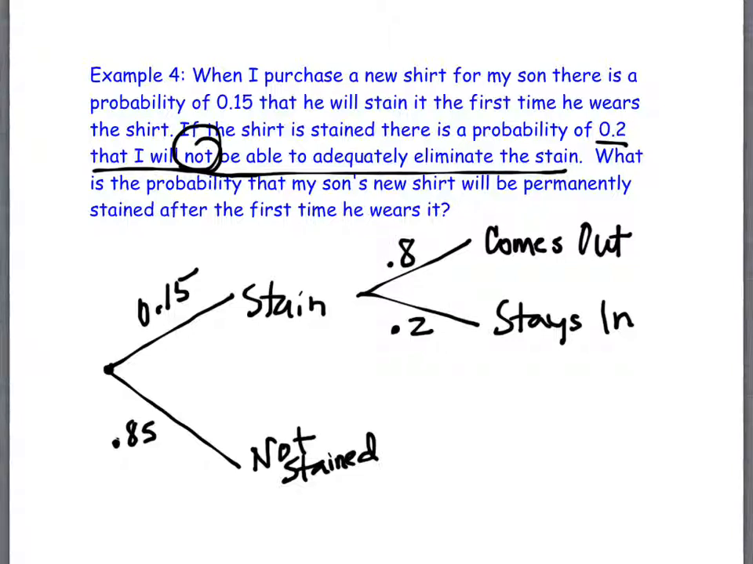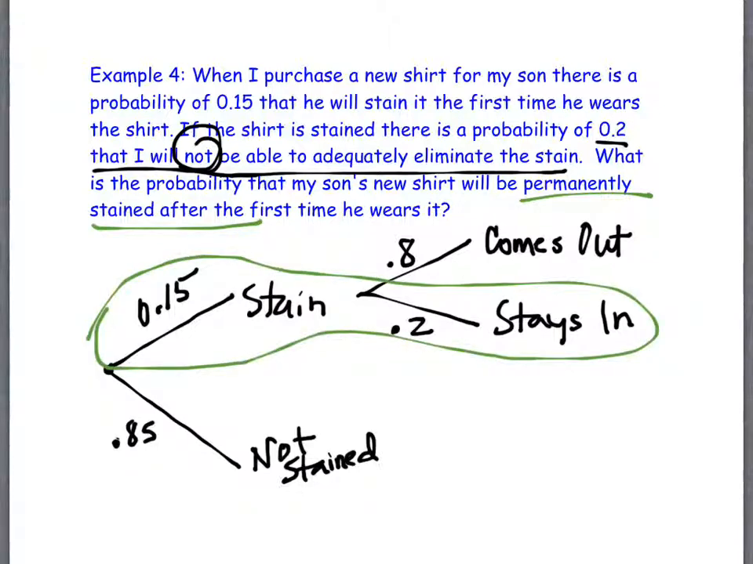All right, so the question that I'm actually asked to decipher based on this information is what is the probability that it will be permanently stained after the first time he wears it? Where in this diagram is that information? So you guys are sort of pointing at my board. I think this is where you're pointing. I hope so. Is that where you're pointing? Yeah. All right, so this is the probability that it's stained and that the stain is permanent. It stays in. So how can I find out the likelihood or the probability that that actually happens?